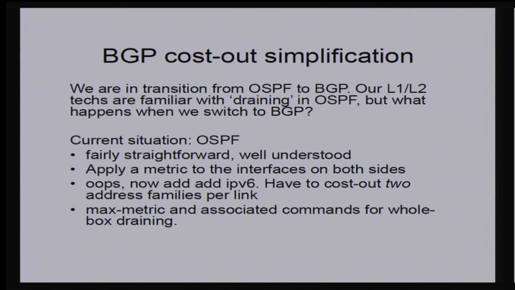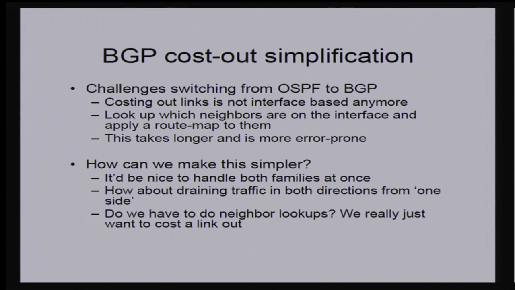Okay, well, now we throw in IPv6 because we run IPv6 too. So you have to do OSPFv2 and v3. Just one more step. And you can use max metric and the associated commands for draining the whole box of traffic. All this stuff works. It's pretty straightforward. Okay, so when you go to BGP, costing out a neighbor, you don't actually cost it out.